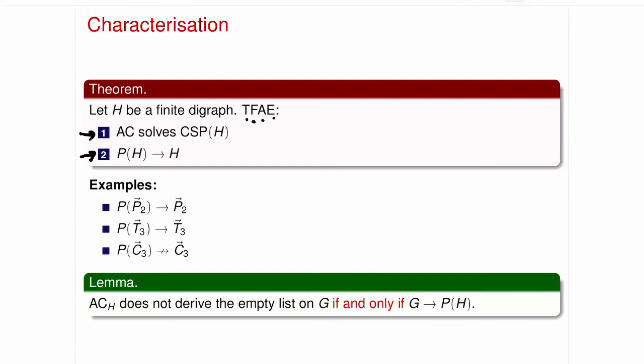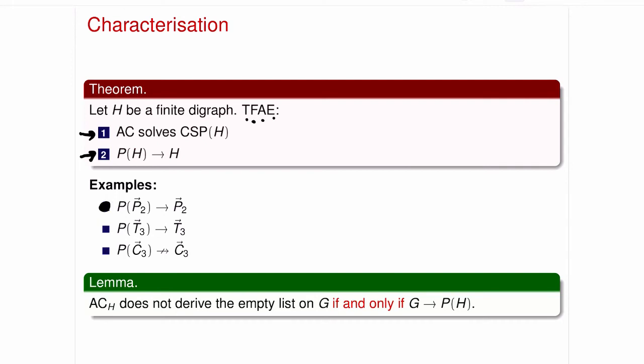Note that interestingly, this second item you can decide on a computer, right? Because you can certainly on a computer compute P of H, and then you can try all possible homomorphisms from P of H to H and see whether there's a homomorphism. Whereas the first item is a priori not clear how to decide on a computer given H. So this is really an effective criterion that we present you here. And before we prove it, let's see whether the theorem fits the data that we have.